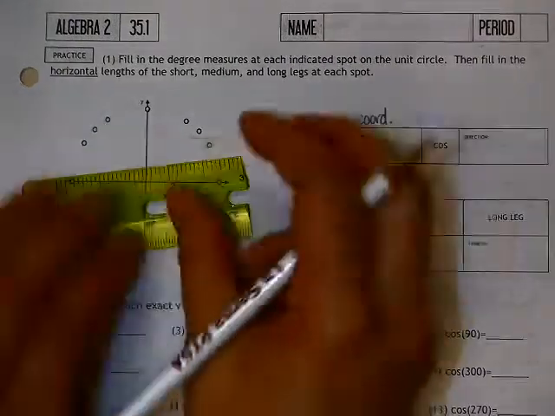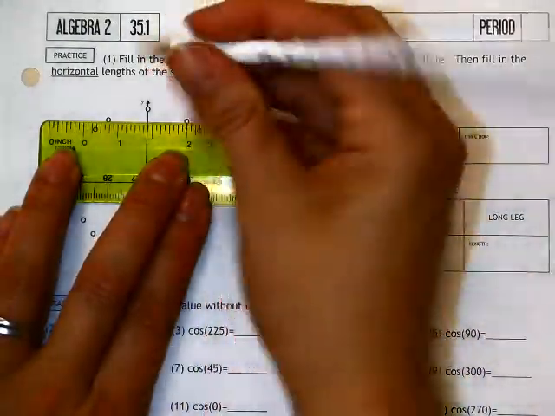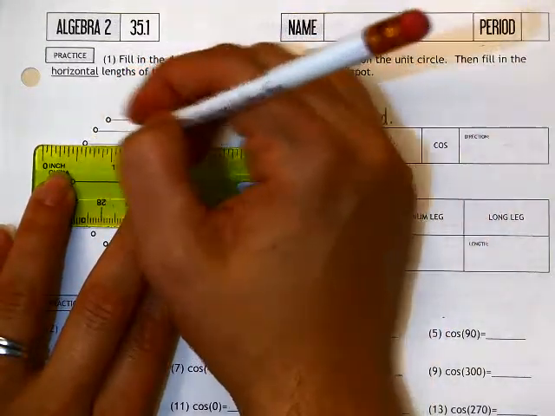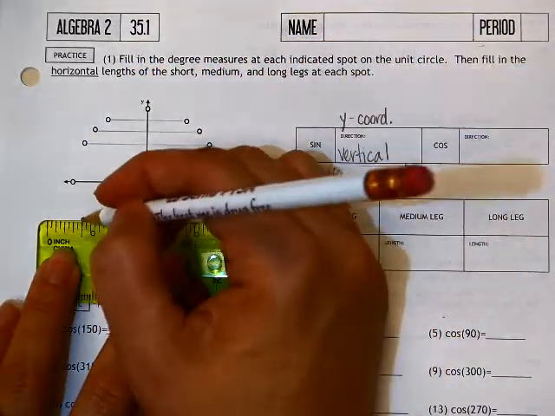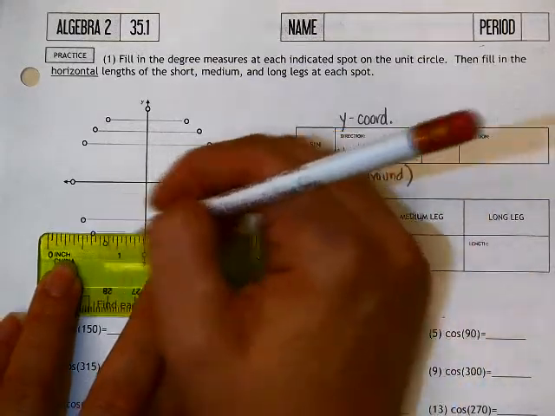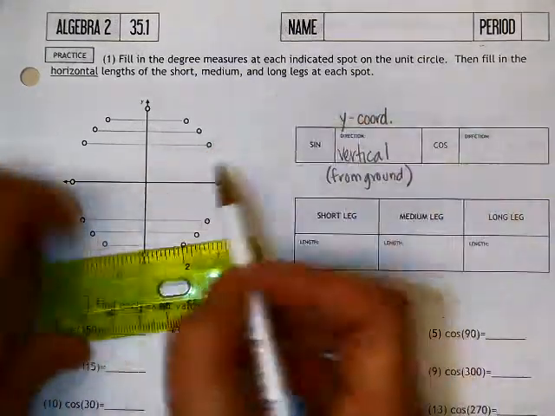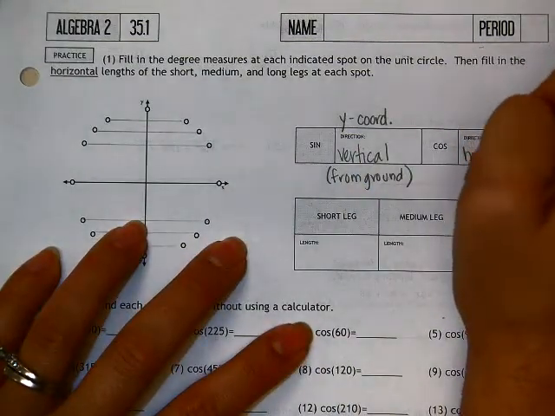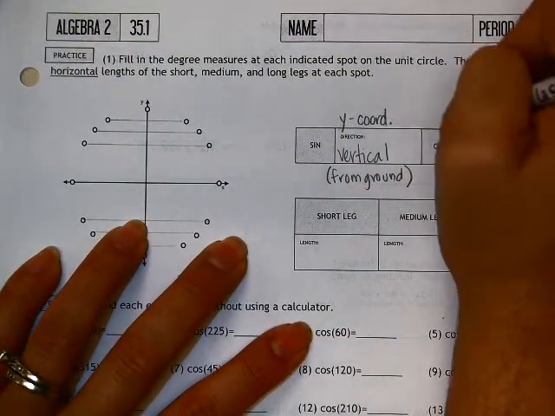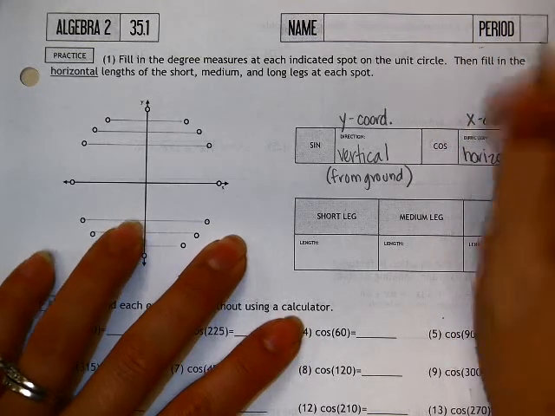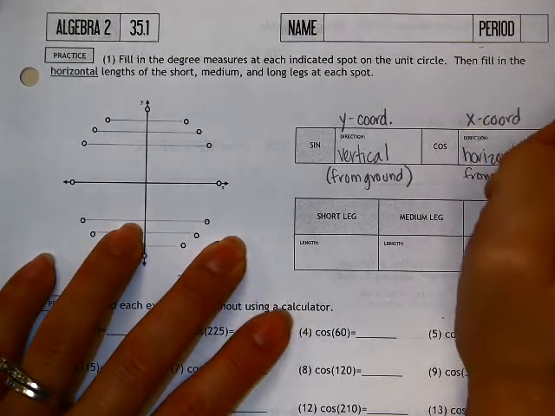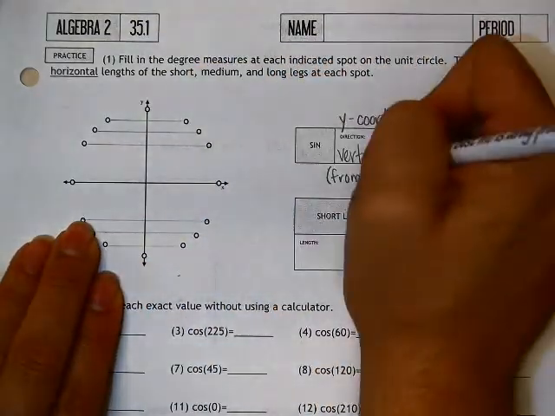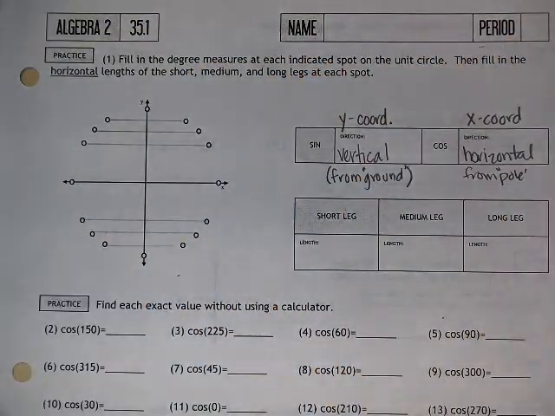Now, for cosine, what I had my students do is draw these horizontal lines. The cosine is the adjacent over the hypotenuse, which ends up being this distance here, which we would call the horizontal, or the x-coordinate, or we would say it's from the pole, if you will, this being the pole. I would put ground in quotes as well, since there really isn't a ground there.